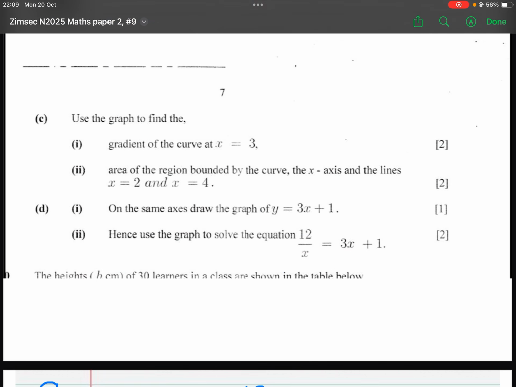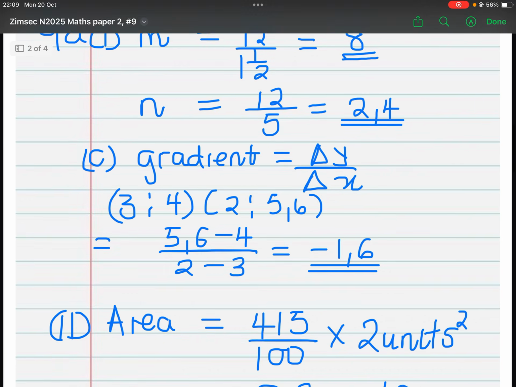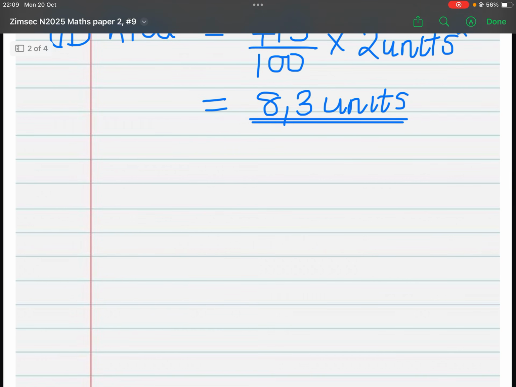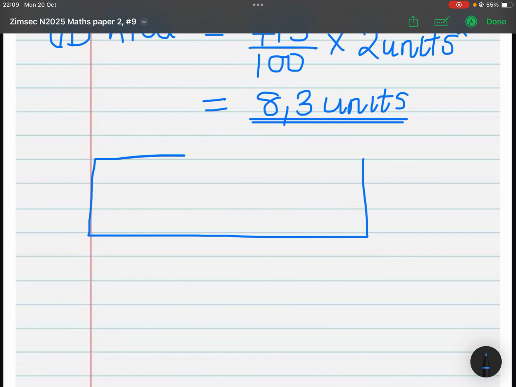And then after that, let us scroll up to see the next part of the question. D part 1: on the same axis, draw the graph of y equals 3x plus 1. For us to draw the graph of y equals 3x plus 1, we need to create a table of values. So this is how we are going to create the table of values.